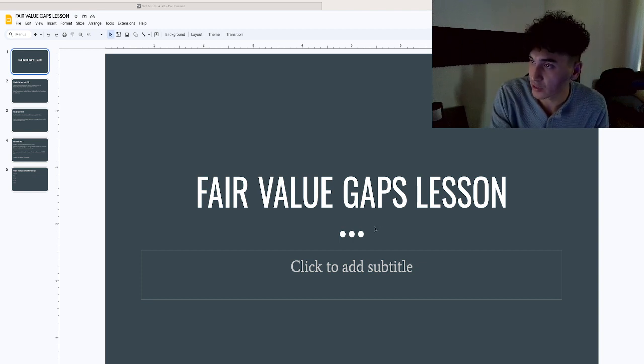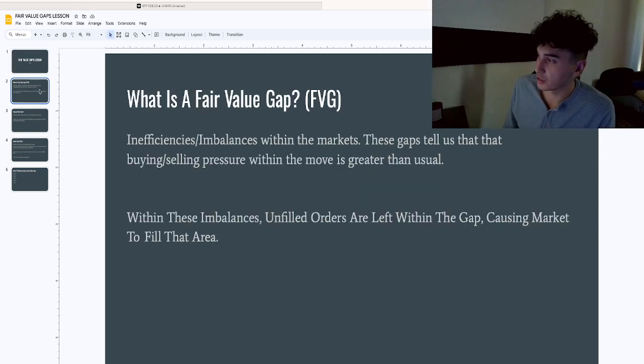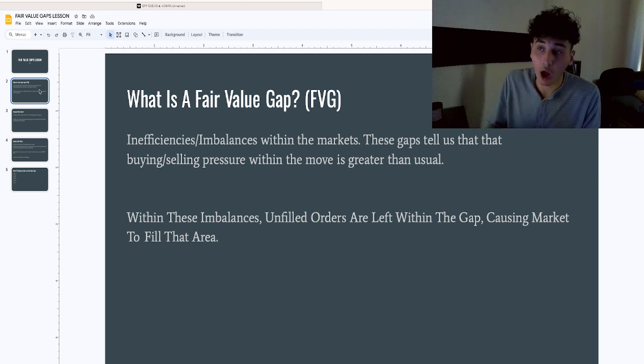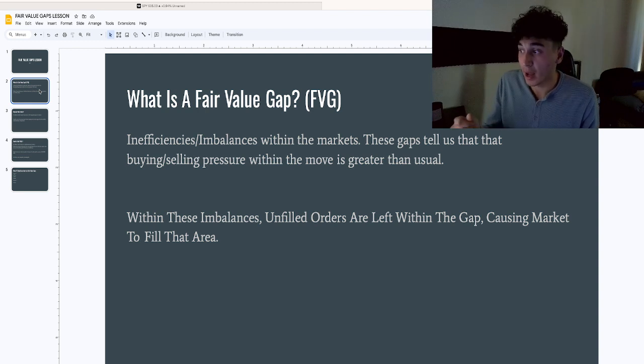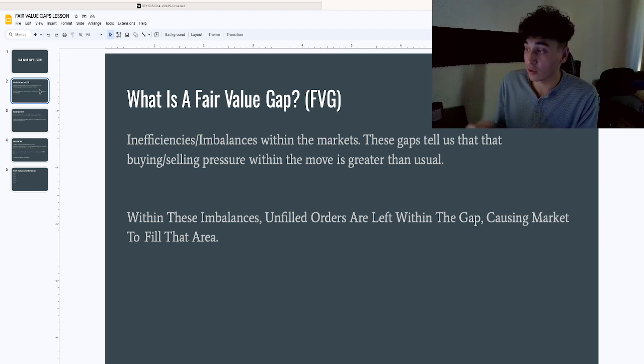Fair value gaps. So what exactly are fair value gaps? Fair value gaps are inefficiencies or imbalances within the markets. These gaps or imbalances typically tell us that buying or selling pressure within that move that we just had was greater than usual. So keep in mind, we constantly have buying and constantly have selling going into the market. But when buying or selling is stronger than usual, that typically is what creates fair value gaps. It's typically what creates demand or supply levels, key levels like that, when buying or selling is greater than usual. So keep that in mind.